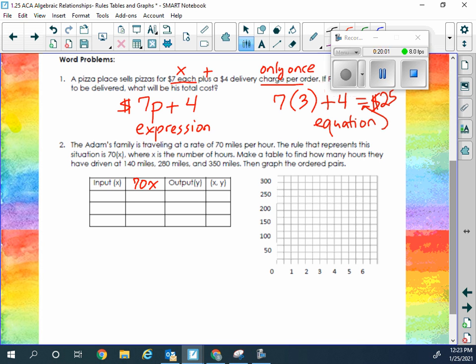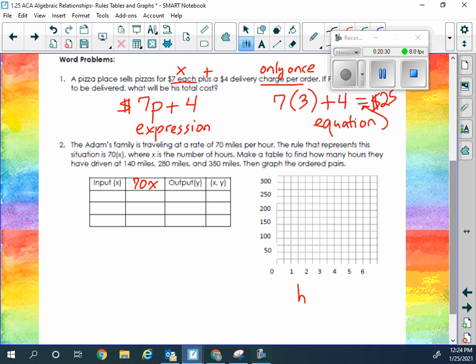Make a table to find how many hours they have driven at 140 miles, 280 miles, and 350 miles. Then graph the ordered pairs. Okay? So first we got to stop and think. Let's let our graph help us. What are these things down on the bottom versus what are these going on the side? Turn and talk to your neighbor, okay? Okay, what do you guys think these things are on the bottom?